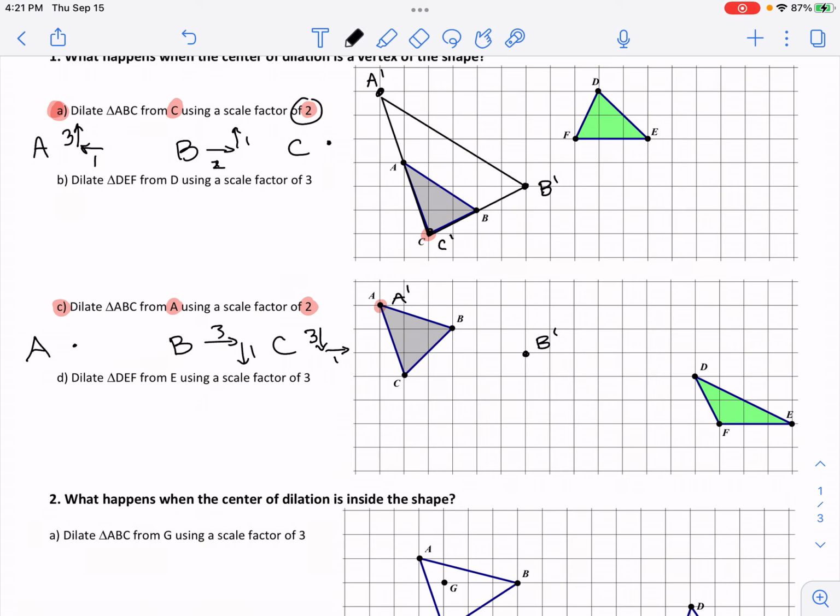6 down, 2 right. 1, 2, 3, 4, 5, 6, 2 to the right. This should be C prime. Okay, let's connect all the points that we have.